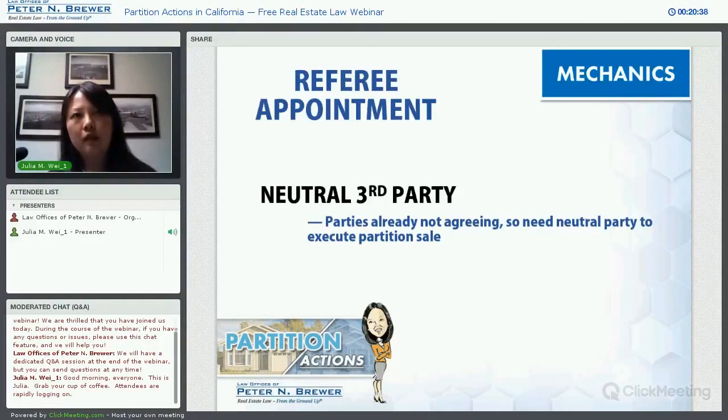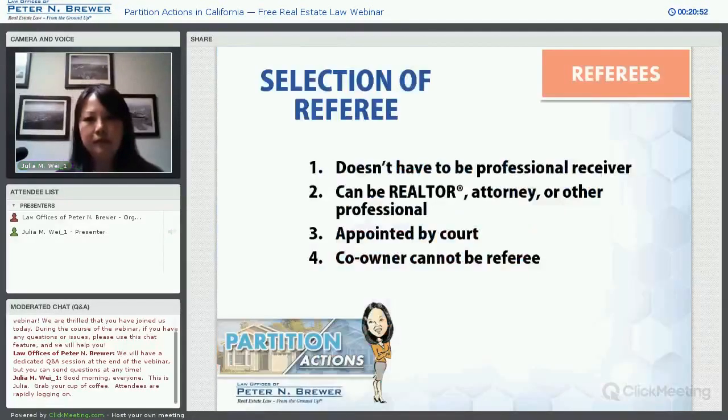And this level of responsibility, I mean, the referee probably would do more legwork than the attorneys themselves during the partition action. Often they are professional receivers, but they don't have to be. They can be very experienced realtors, local attorneys, or another related profession.